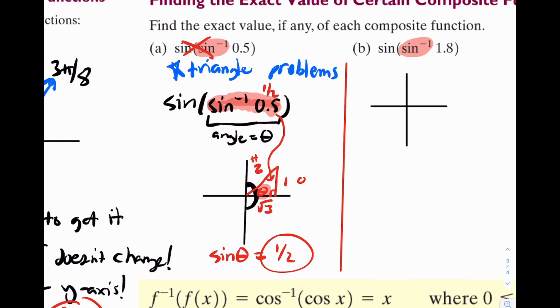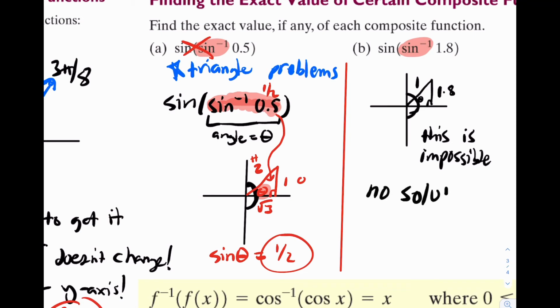Let's highlight quadrants 1 and 4 again. I'm going to draw my triangle. There's theta. 1.8, so to make it easier, I'll just put 1.8 and 1. If you look at this triangle, you should recognize that this triangle is impossible. And that's because your hypotenuse right here is shorter than the leg. That can never happen, which means this is no solution. This cannot happen. So that's why for these, you never just want to mindlessly cancel out. You always got to think about what's actually happening.